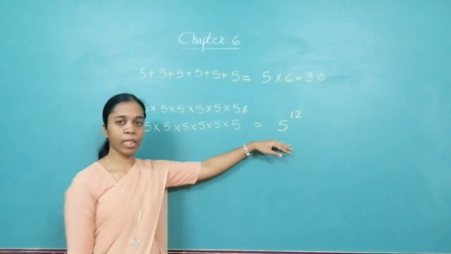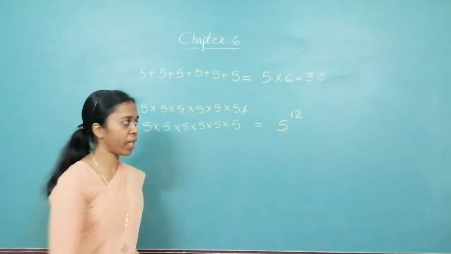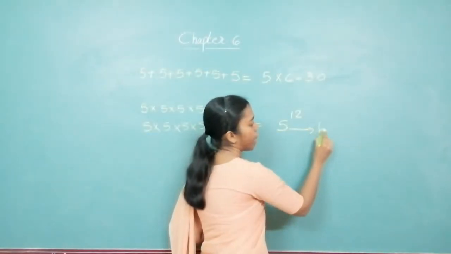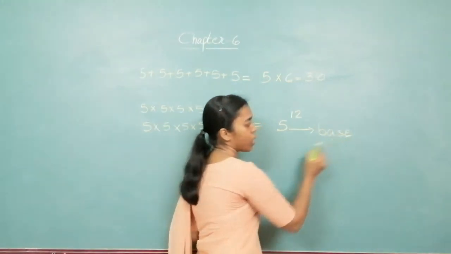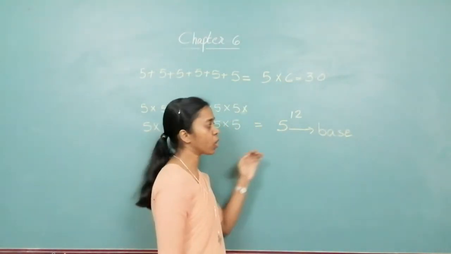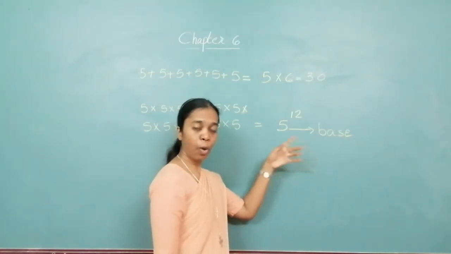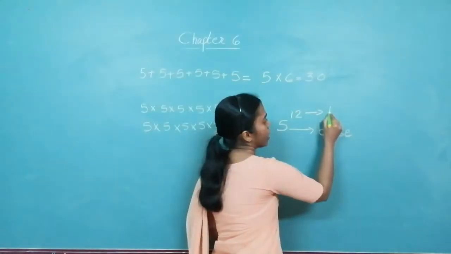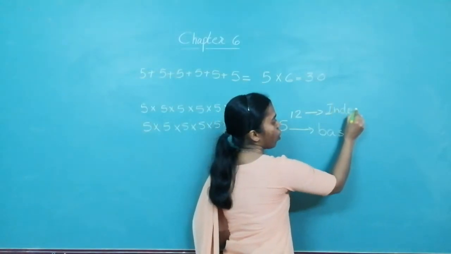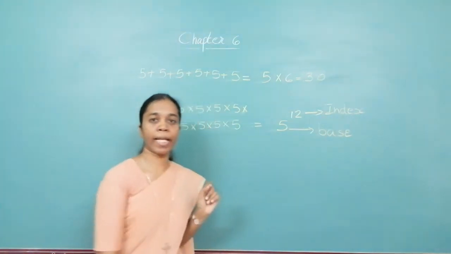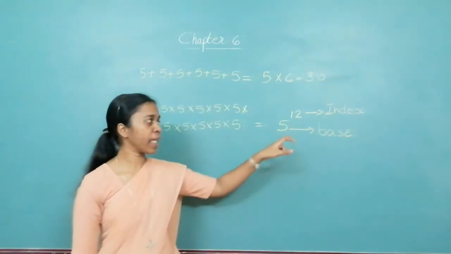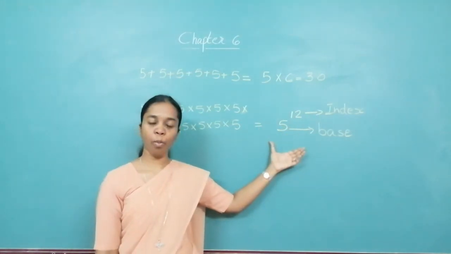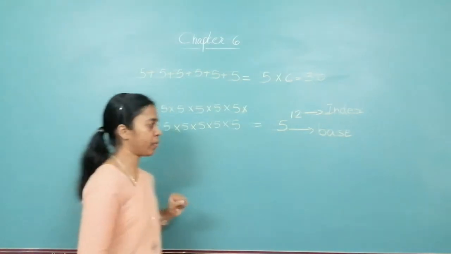This is how we represent a number in the index form, where the number which we are multiplying is known as the base. This is the base because this is the number we are multiplying again and again. So this is our base. Now, how many times we are multiplying? That is known as the index, or you can also call it the exponent. So this is the index form of representing a number.